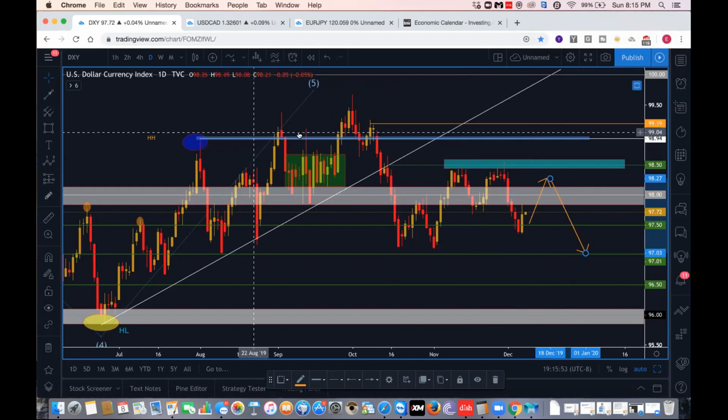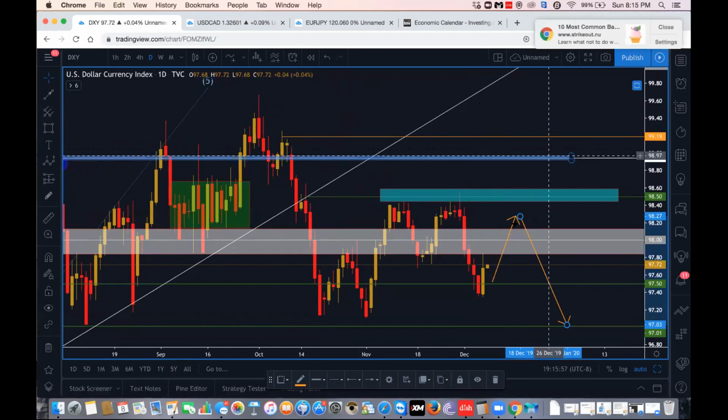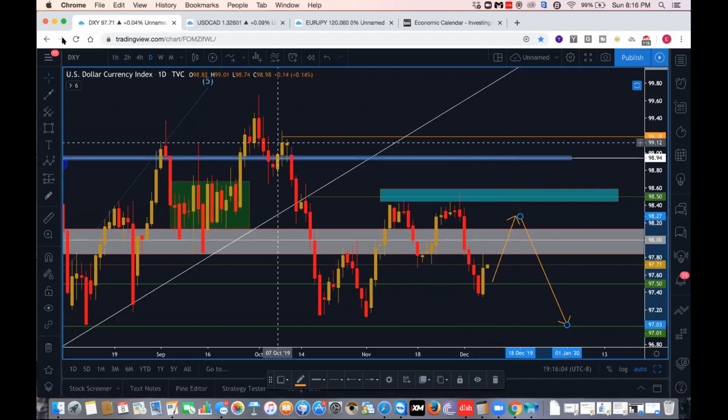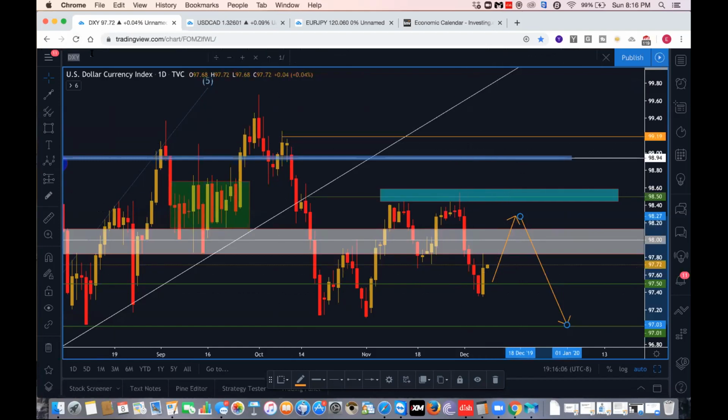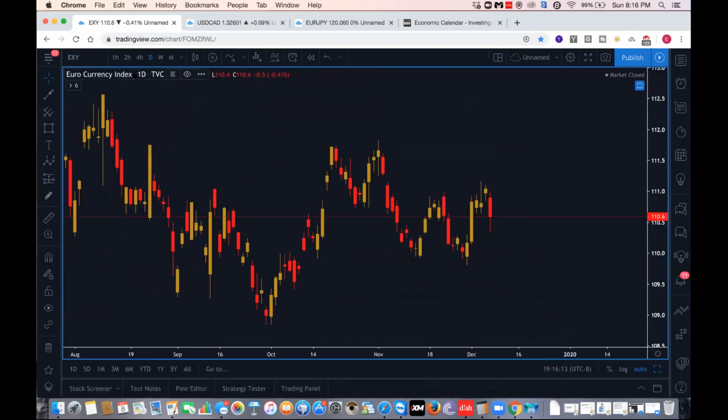So that's DXY overall. Price is below 98, look for a retest above, around 98, 98.50. If price holds, then look to take it lower. If price breaks, then look to take it to 99 resistance. All right, so that's the dollar index. I'm going to go over the euro currency index because there's also a lot of euro news this week.